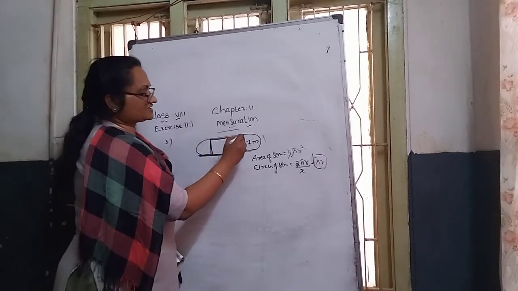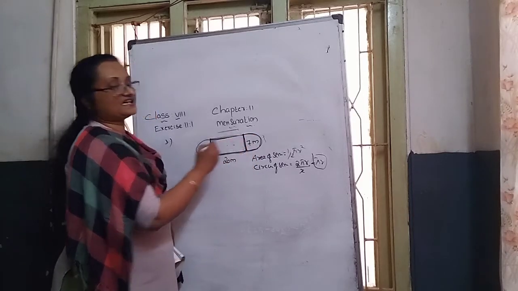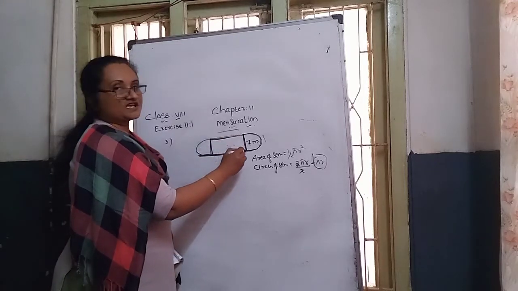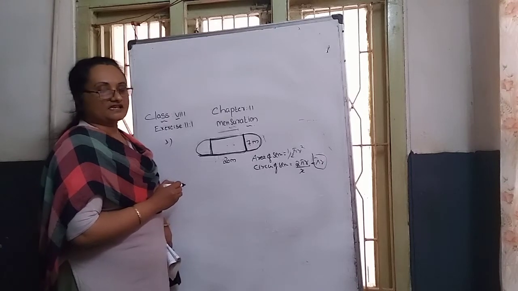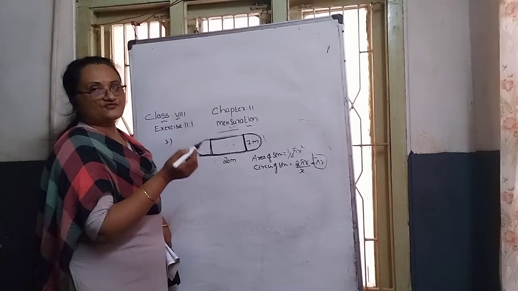Then see in this semicircle, semi means half of the circle. This line represents the diameter of the semicircle. To convert diameter to radius, the relation between diameter and radius is that the radius is half of the diameter.